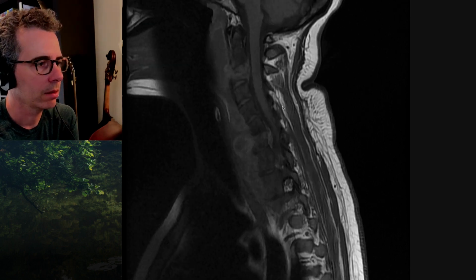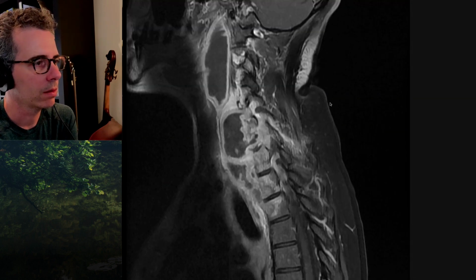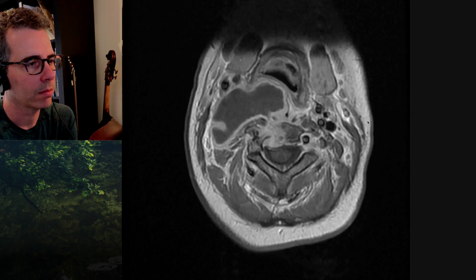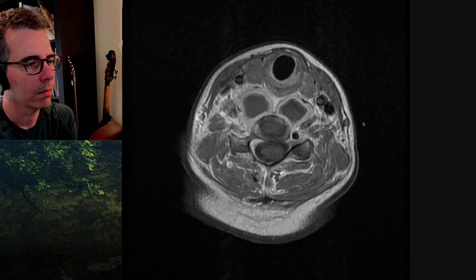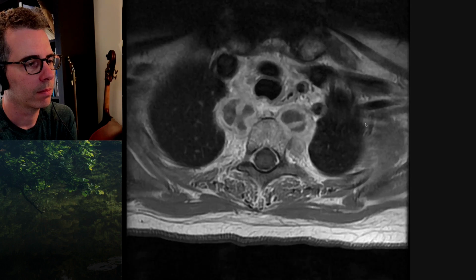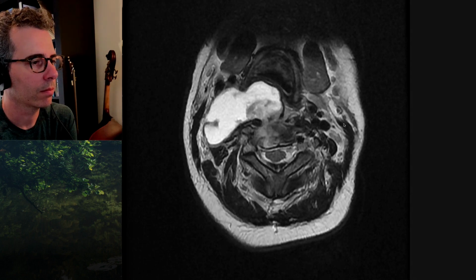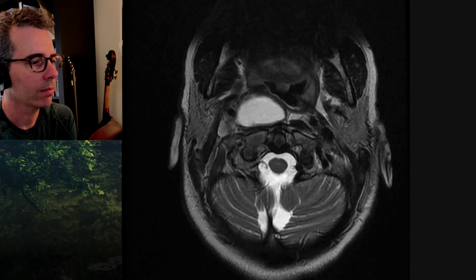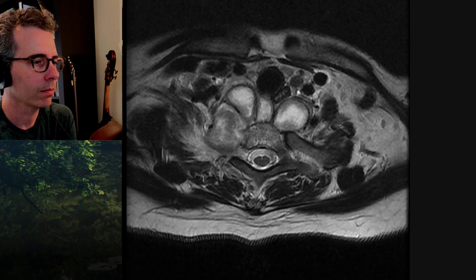So I'm just looking at the post-contrast axials. There are multiple peripherally enhancing prevertebral soft tissue lesions with central non-enhancement. Just on the T2 axials, these central non-enhancing components are bright on T2, similar density to CSF. So these would be in keeping with abscesses or prevertebral abscesses.